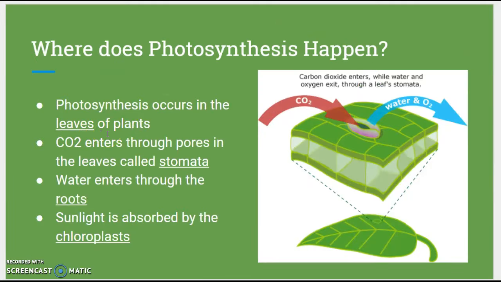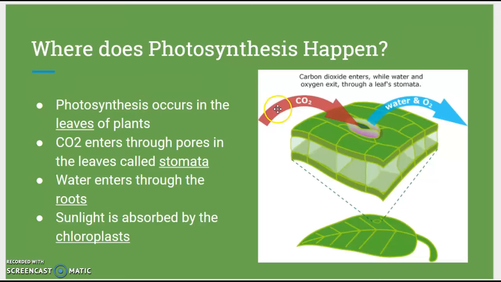So where does photosynthesis happen? We already talked about this a little bit whenever we did cell organelles. It actually happens in the chloroplast, which is located in the leaves of plants. CO2 enters through the pores in the leaves called stomata. Over here you can see this picture that has a piece of a leaf on it. This image right here is actually a stomata. And that is where our carbon dioxide enters the plant.